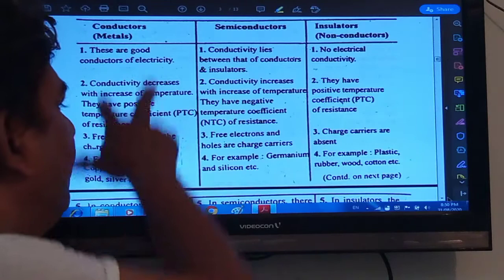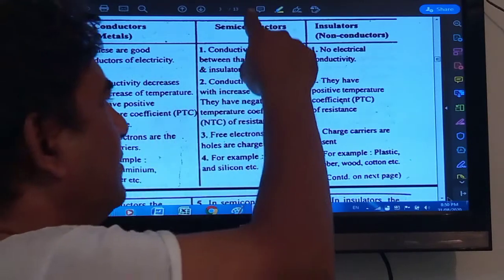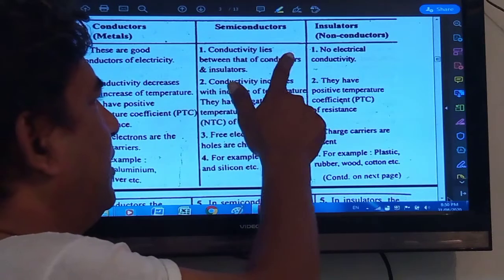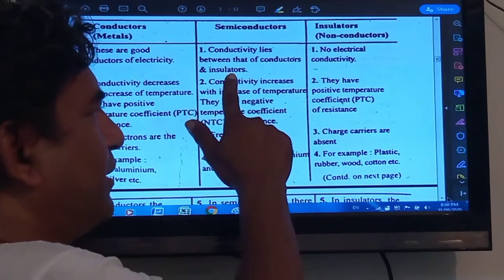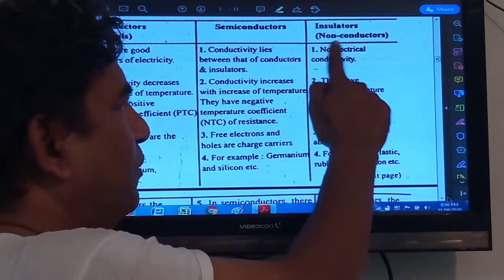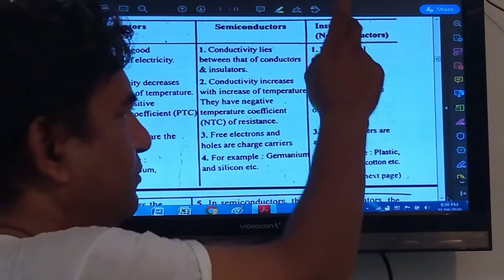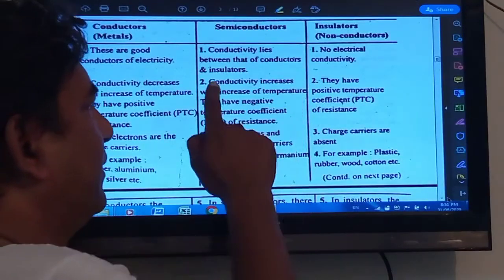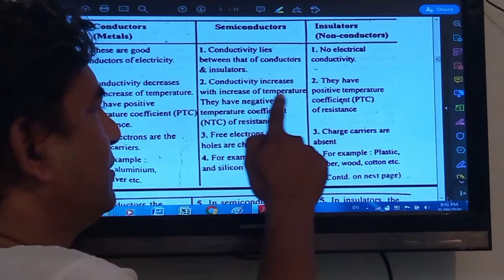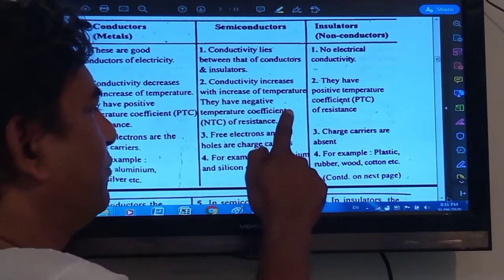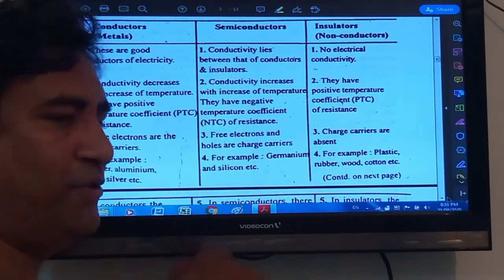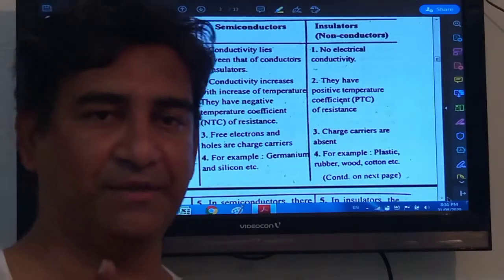Okay. The first, conductor. Second, semiconductor. Conductivity lies between the conductor and the insulator. Then the insulator, no conductivity occurs. This insulator is also called a non-conductor. In a semiconductor, the conductivity increases with the increase of temperature. They have the negative temperature coefficient, that is the NTC. As you have heard the names, NTC and PTC.